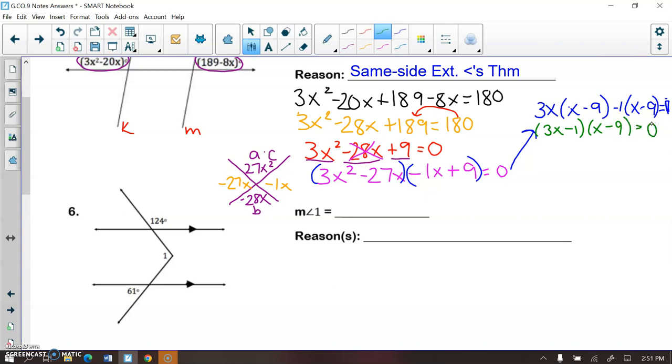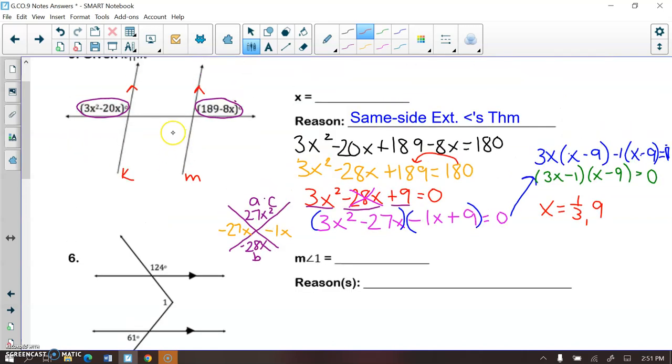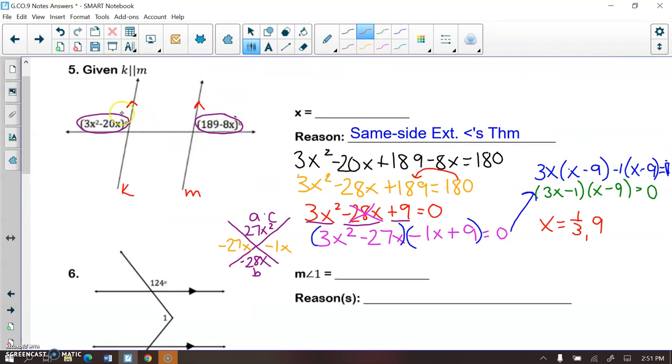If I set them both equal to 0, I would get x is a positive 1/3 and x is a positive 9. If I put 1/3 back in to, let's say, this right here, a 1/3 squared is a 1/9. So a 3 times a 1/9 is a 1/3, and then minus a 20/3. That's going to give me a negative angle measurement. So x cannot be 1/3. But if I put 9 in for both of my x's, it does come out to work. So x is 9 for this one.